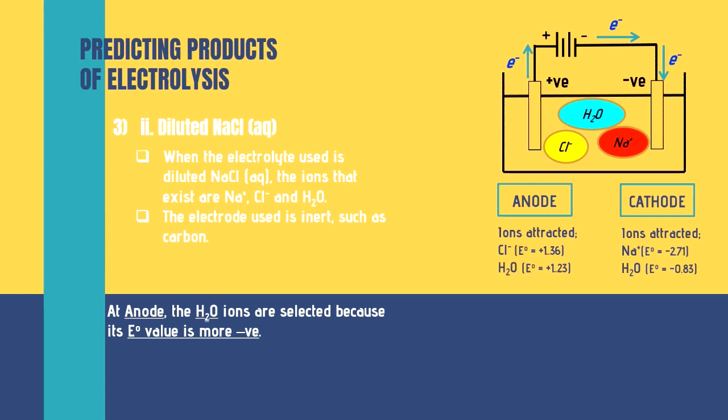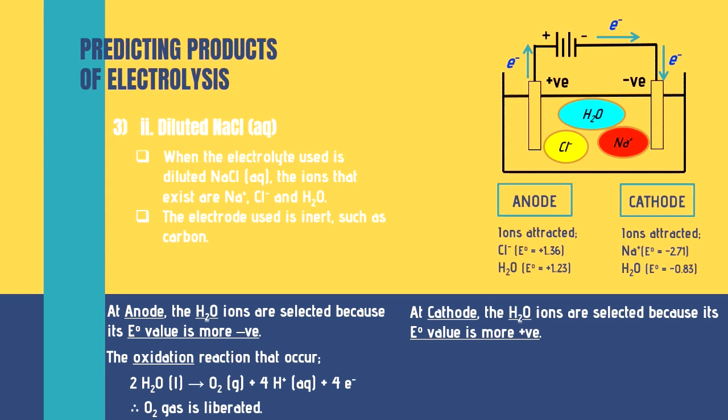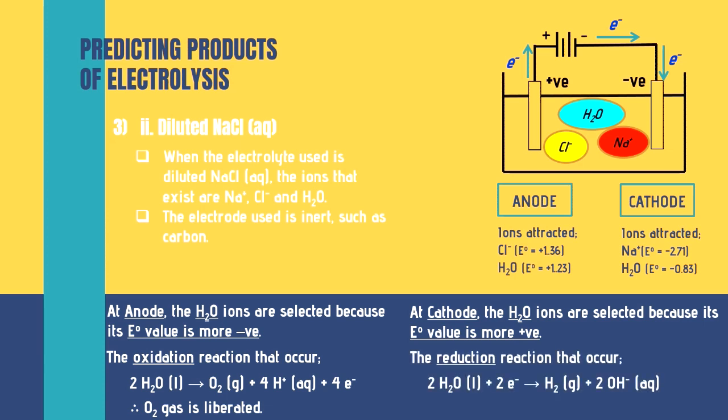The H2O will undergo oxidation, so oxygen gas is liberated. On the other hand, at the cathode, H2O is selected because its SRP value is more positive, so the H2O will undergo reduction and hydrogen gas is liberated.